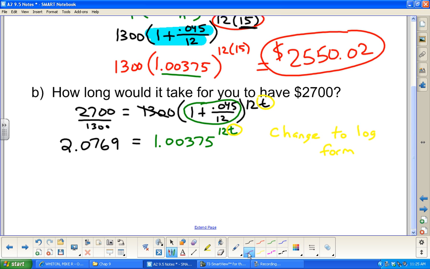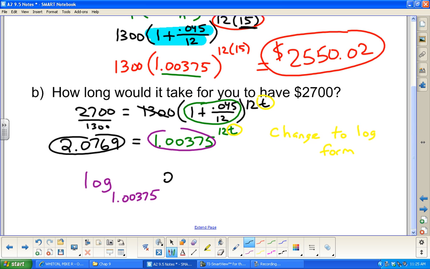So if we convert this into log form, remember it's log, here's my base, so that gets written as a little subscript, of the number over here has to equal whatever the exponent was, and it was 12t.